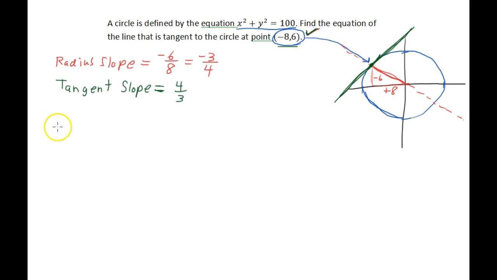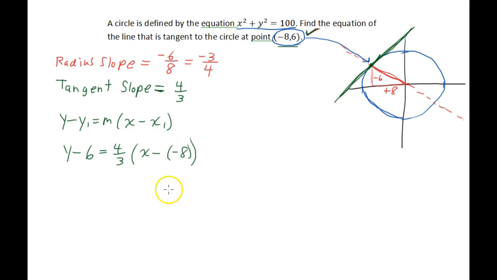Now we have a slope, we have a point. Let's get to work. Let's use the point slope form. The point slope form is y minus y sub 1 equals the slope times x minus x sub 1, where x sub 1 and y sub 1 are the x and y coordinates of the point in question. So let's plug that in. We have y minus our y coordinate of 6, equals the slope of 4/3, the tangent slope, multiplied by x minus our x coordinate of -8. So x minus a -8.